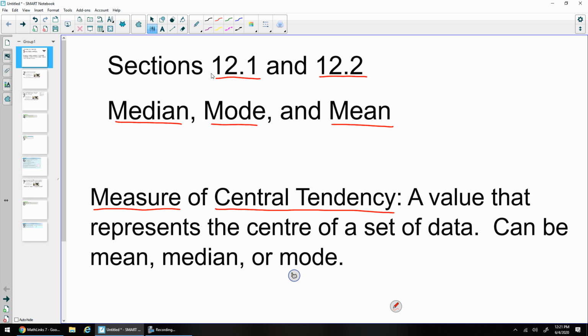Now, a measure of central tendency is a value, so a number that we find, that represents the center of a set of data. So it can be mean, median, or mode. So all three of those are called a measure of central tendency. So there's those three different ones we're looking at. And it's a number, a value that can represent the center or the middle of a set of data. And so there's sort of these three different ways that we can look at these. So we'll go through some examples to demonstrate.